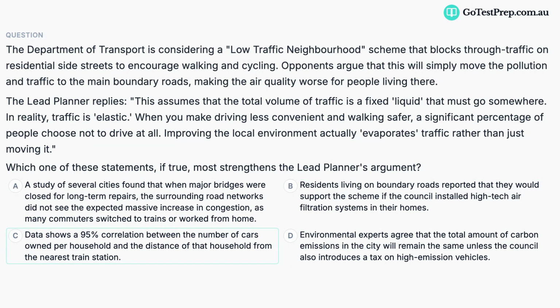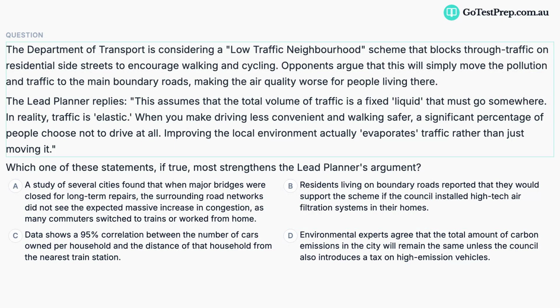Option C is, data shows a 95% correlation between the number of cars owned per household and the distance of that household from the nearest train station. And finally, option D is, environmental experts agree that the total amount of carbon emissions in the city will remain the same unless the council also introduces a tax on high-emission vehicles. Those are all four choices.